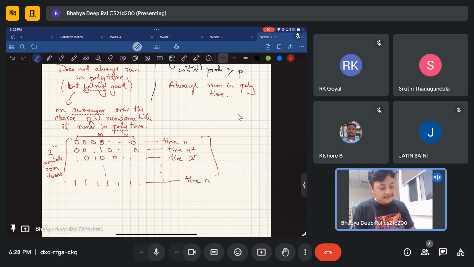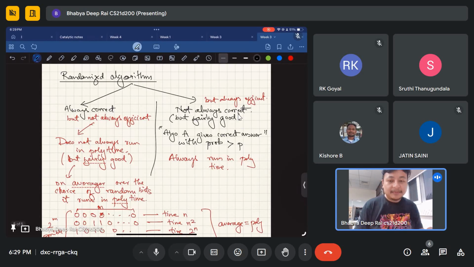Take the average of all of them, and it is always polynomial. This is what it means. So it runs in fairly good time. Both of these algorithms have names. The first one, which is always correct, is called a Las Vegas algorithm. And the one that is not always correct but fairly good, and always efficient, is called a Monte Carlo algorithm.